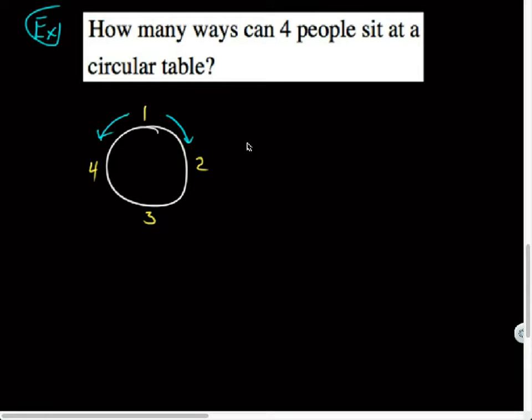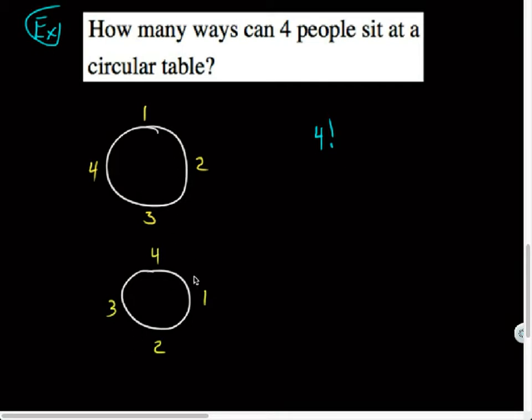Well, circular tables exist. We have one in our room if you can't imagine it well enough by this awesome picture that I drew. But the point is that you might be like, oh, that's just going to be 4 factorial ways, right? P(4,4). However, consider the following. 1, 2, 3, 4, I could have rearranged that as 4, 1, 2, 3.